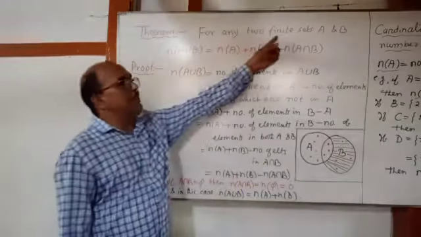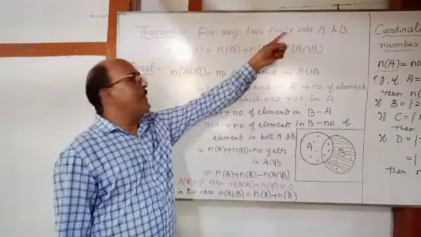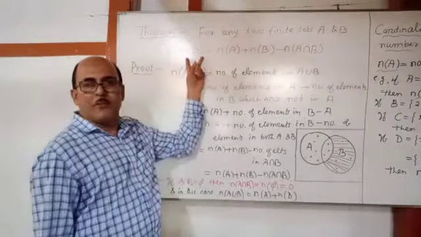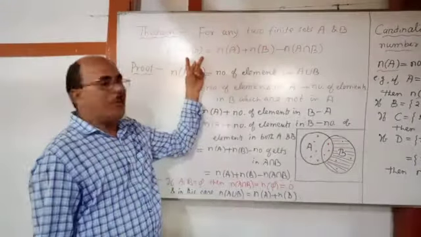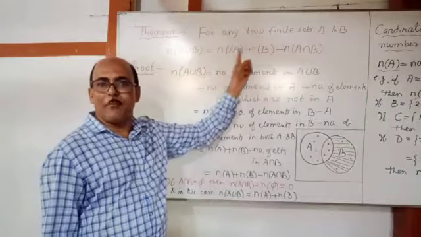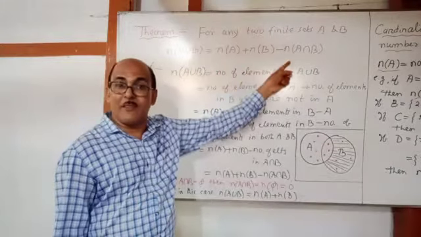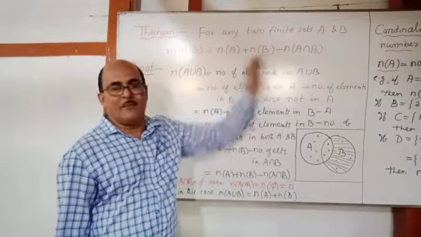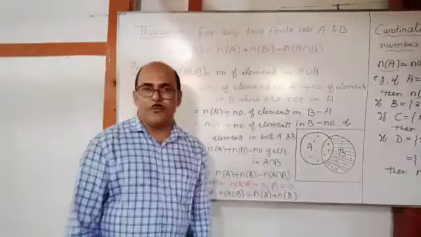For any two finite sets, capital A and B are two finite sets, then n(A union B), what is union we know, n(A union B) is n(A) plus n(B) minus n(A intersection B). That is number of elements in the union of two sets A and B is equal to number of elements in the set A plus number of elements in the set B minus number of elements in the set A intersection B. So proof, very easy.